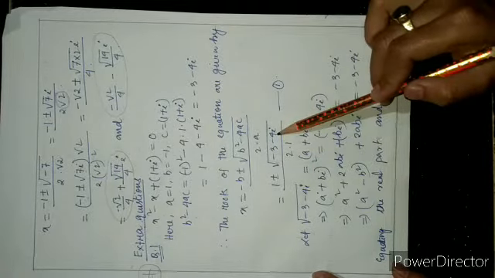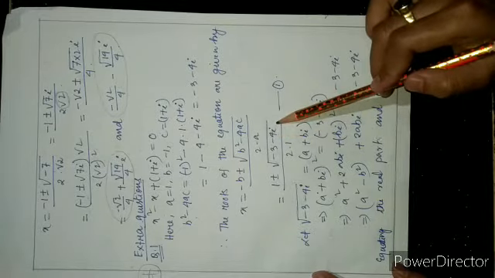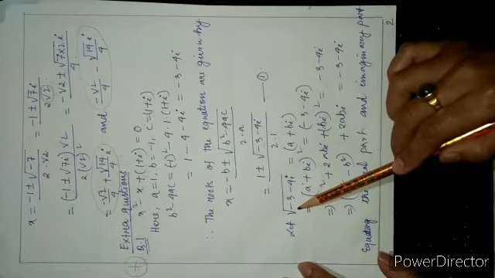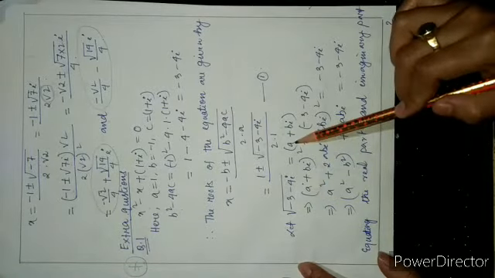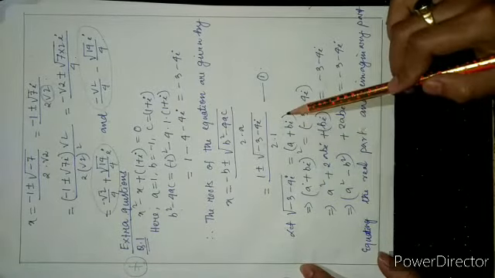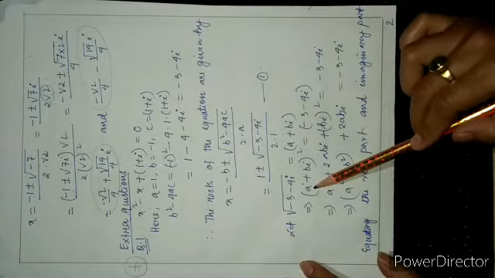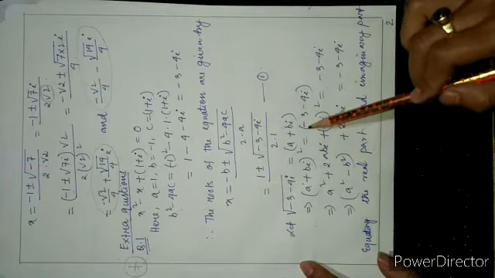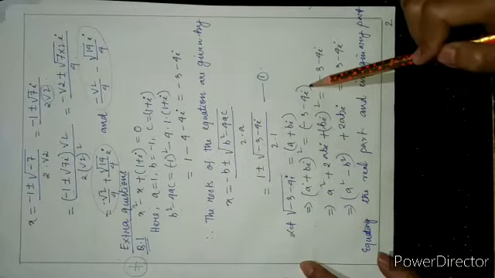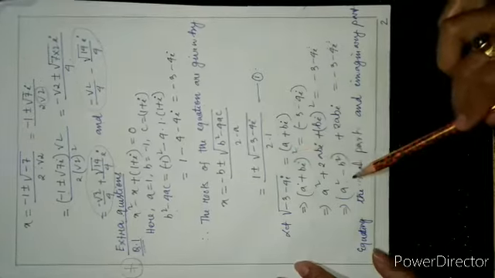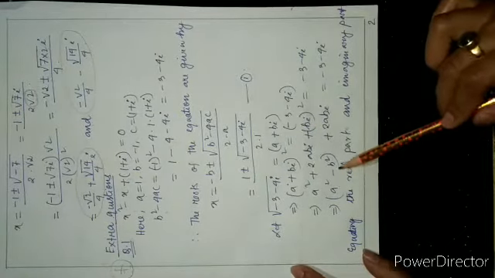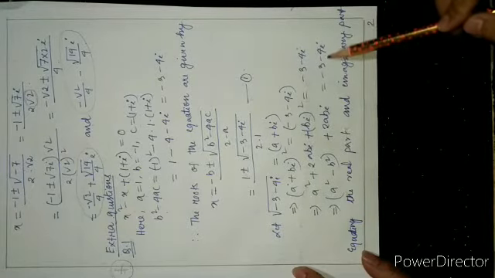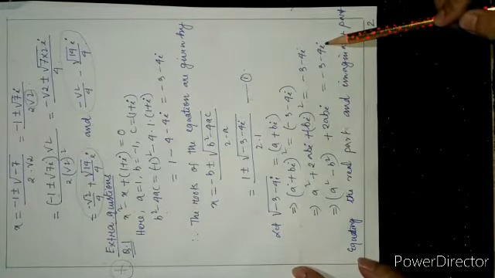Let the square root of the complex number minus 3 minus 4i be equal to a plus ib. Then squaring on both sides we have a plus ib whole square is equal to minus 3 minus 4i. By expanding this equation we have a square minus b square plus 2 times ab is equal to minus 3 minus 4i.